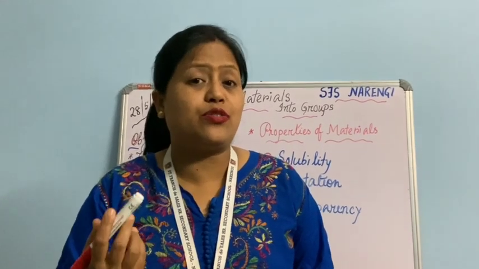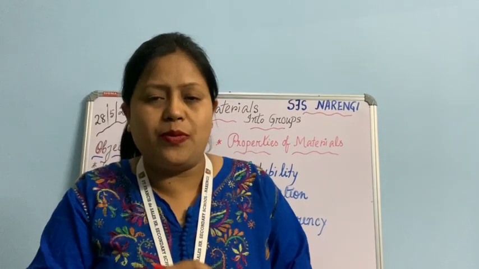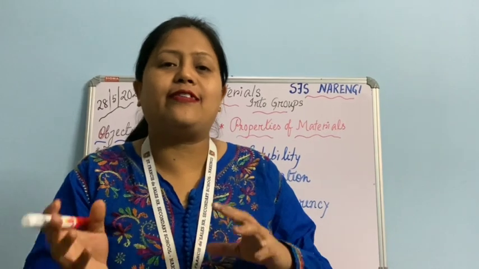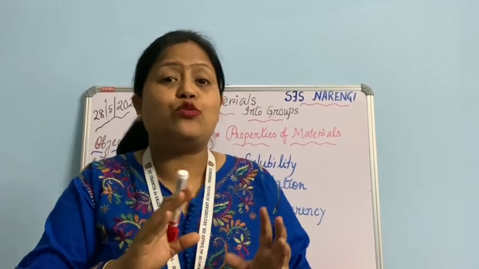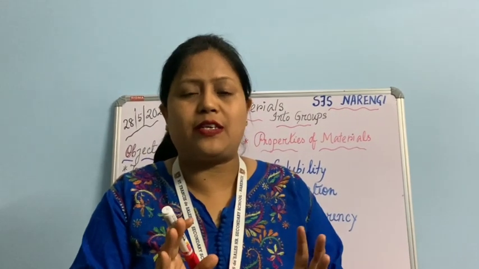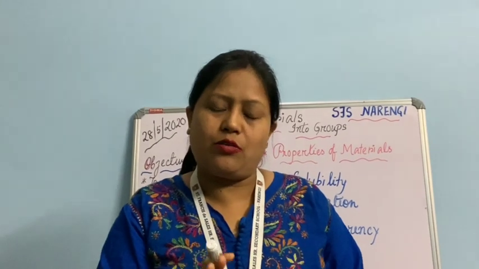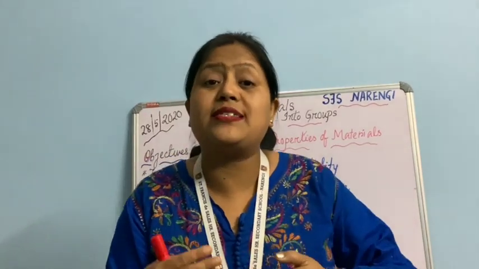So we have seen that after doing this activity, there are some materials that dissolve in water uniformly and can disappear. So those materials are called soluble materials. And there are some materials that do not get completely mixed up with water, and those are called non-soluble materials. Clear? So I think the first property is very clear to you all. Yes. So now let us start with the second property.